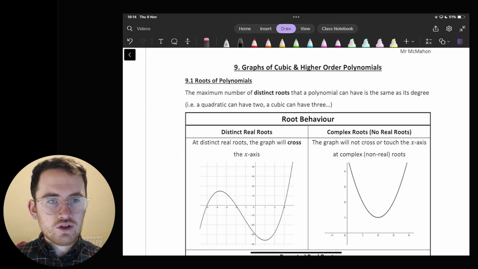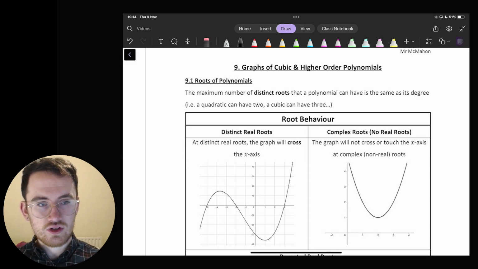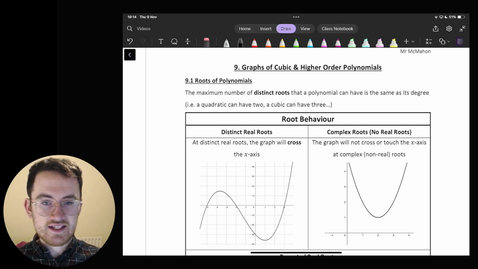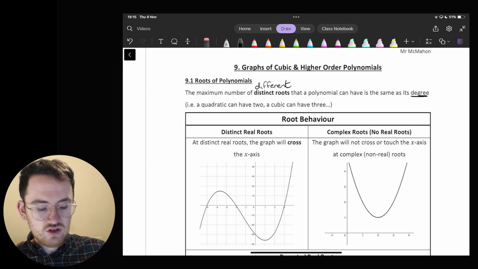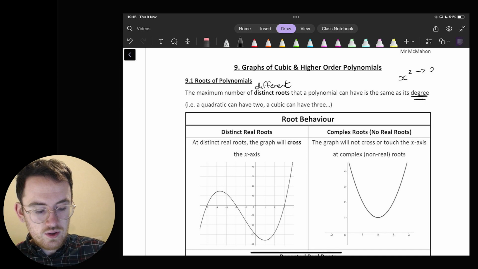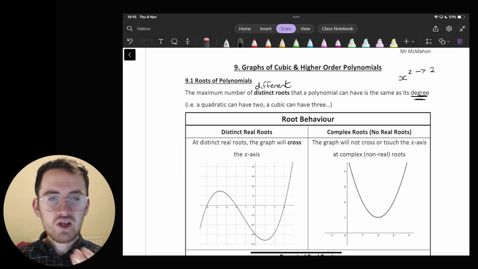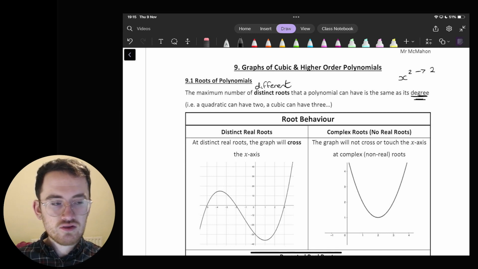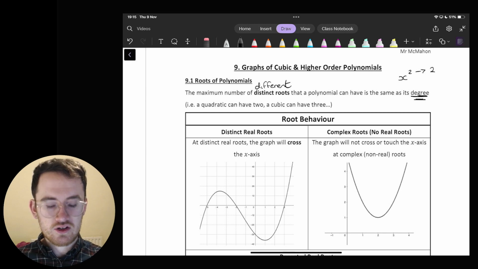So starting off with the roots, first of all, for any given polynomial, the maximum number of distinct roots, remember distinct just means different, so the maximum number of different roots that a polynomial can have is the same as its degree. So we already know a quadratic is an x squared, it has a degree of 2, and it can have a maximum of 2 different roots. A cubic could have 3 distinct roots. Power 4 would have a maximum of 4 distinct roots.